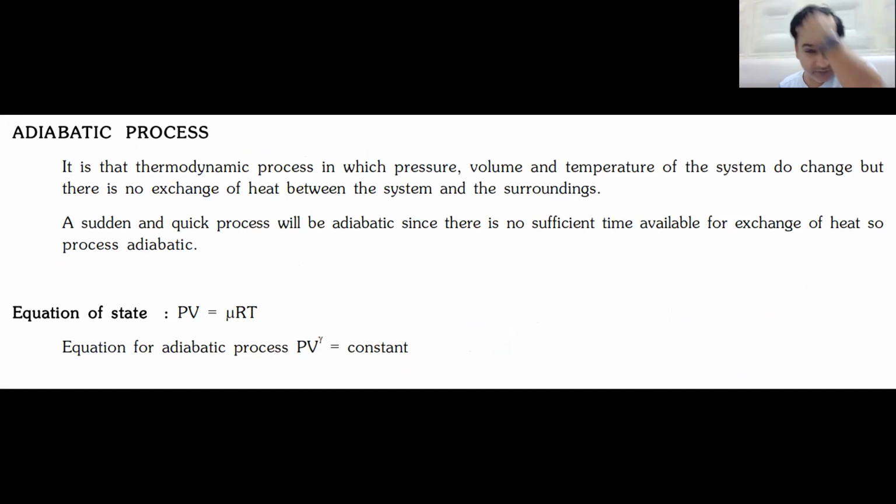Before finishing the class, let us finish the next process, the adiabatic one. In the next class, we will move on to the polytropic one. Have you done polytropic process before? Yes, sir. Okay, so we'll be starting with polytropic process in the next class.